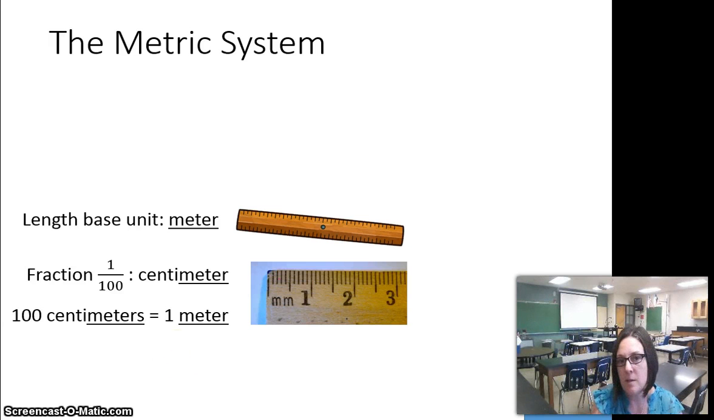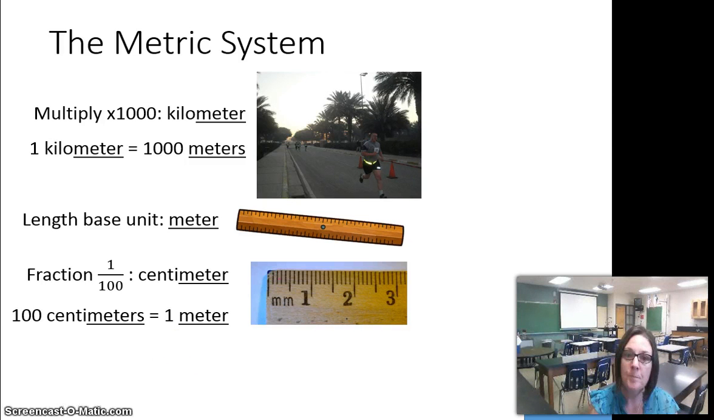So let's say you wanted to measure something larger instead. Let's say you're running a race. Well, you don't want to measure that in meters, so instead there's a multiplier times 1,000 that gives you a kilometer. So 1 kilometer is 1,000 meters. This system's a lot easier because we've got that vocab meter in there and we just put a prefix in front of it. Plus, all of the numbers are based on 10. There's no 2s, no 12s, no 3s. It's all based on 10, so it's much simpler.